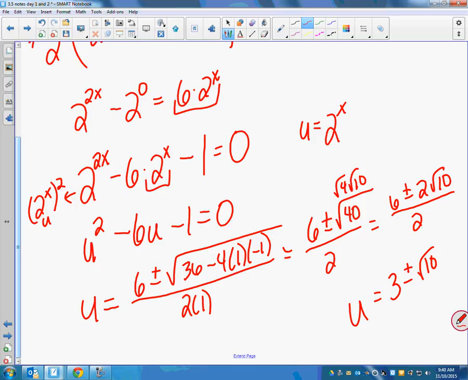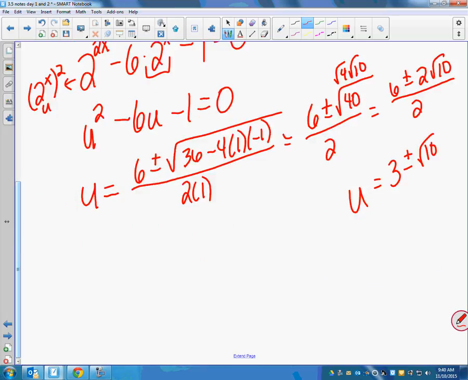But the goal is, I want to know what x is, right? U substitution is a way to help us, but we have to plug back in what was u. U was 2 to the x. So now I can say 2 to the x equals 3 plus the square root of 10, and 2 to the x equals 3 minus square root of 10. And now, after all that work, I've finally gotten to a point that I can solve this using what we did yesterday.